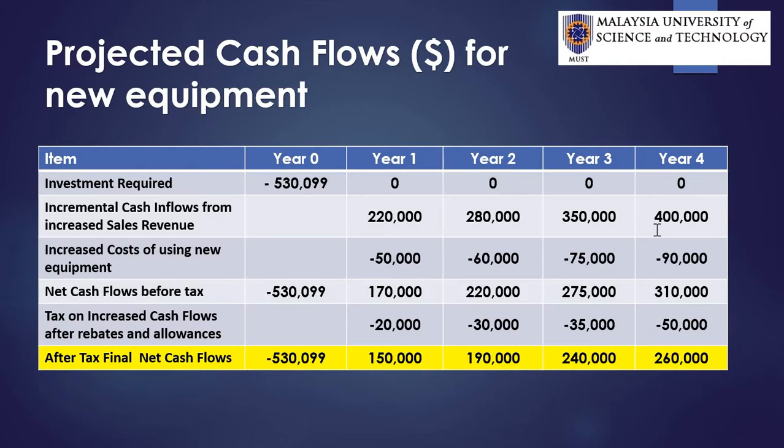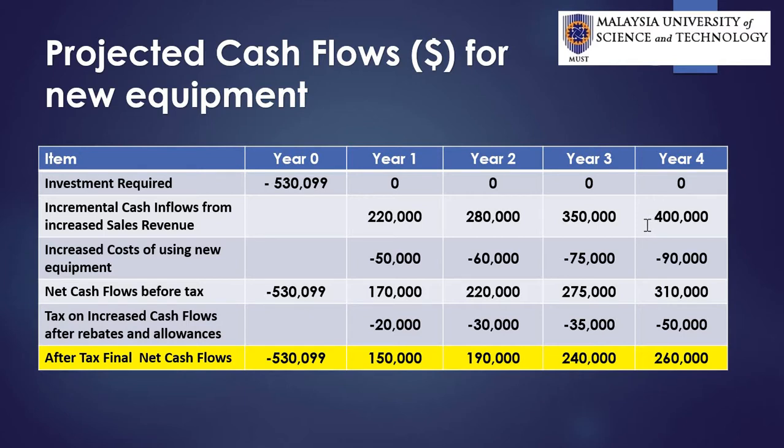But in this case, let us say this asset has a useful life of 4 years. And by the use of this asset, which cost us $530,099, we will get incremental cash flow from selling more: 220,000 in the first year, 280,000 in the second, 350,000 in the third, and 400,000 in the fourth year.